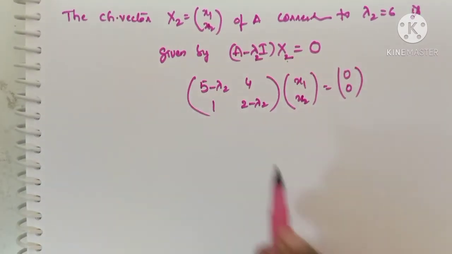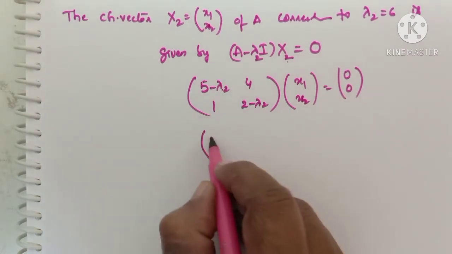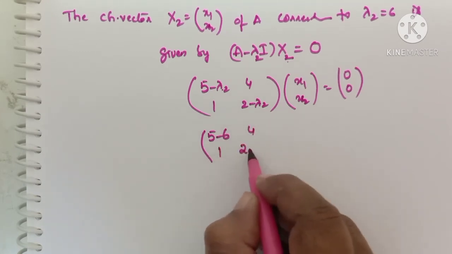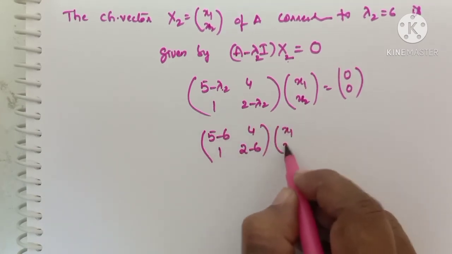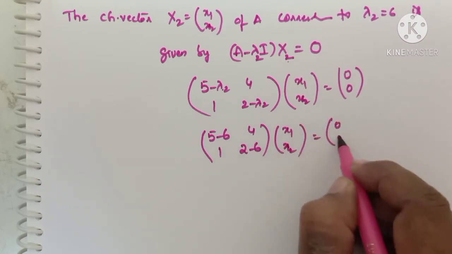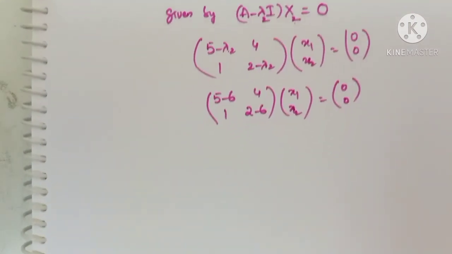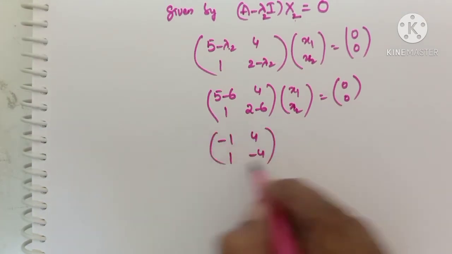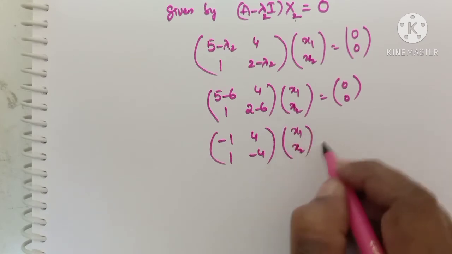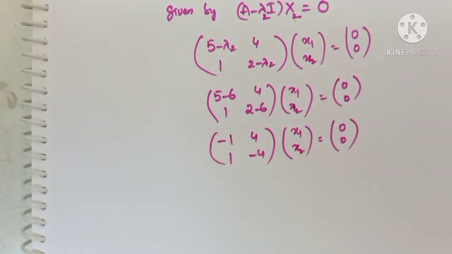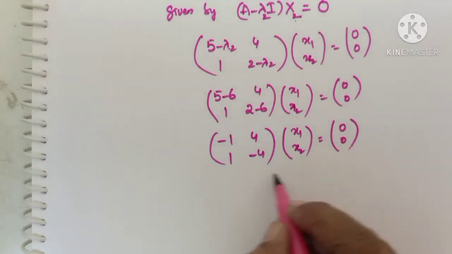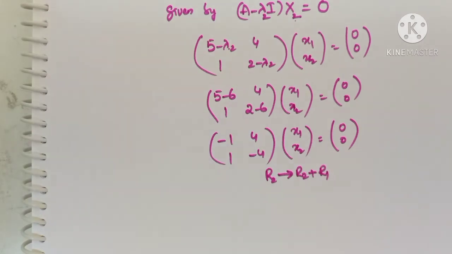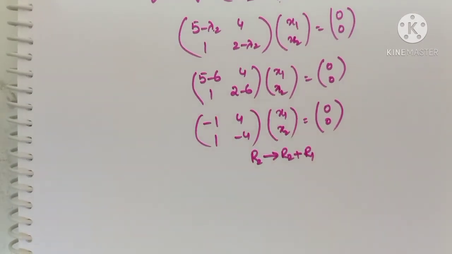Now I write this lambda 2 as 6. Second characteristic root: 5 minus 6, 4, 1, 2 minus 6, x1, x2, is equal to null matrix 0, 0. That is minus 1, 4, 1, minus 4. Now we apply the row transformation R2 implies R2 plus R1. I am changing this into upper triangular form, echelon form.